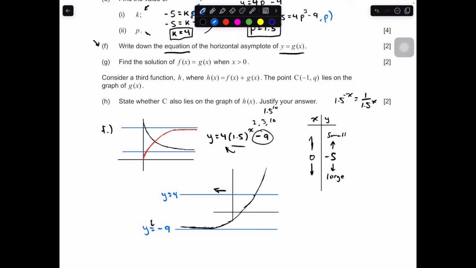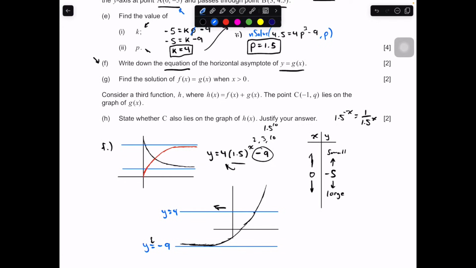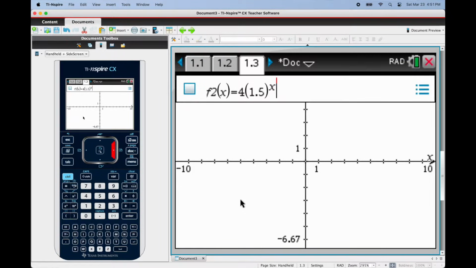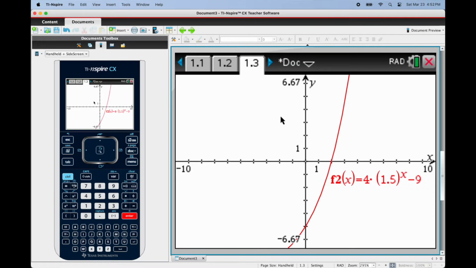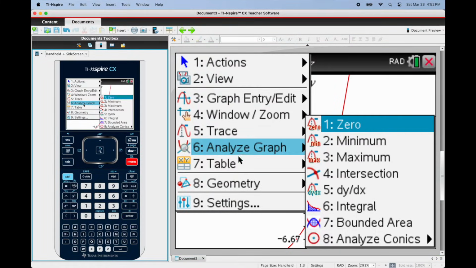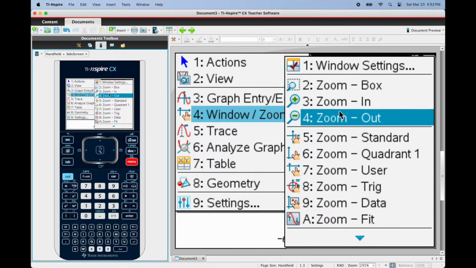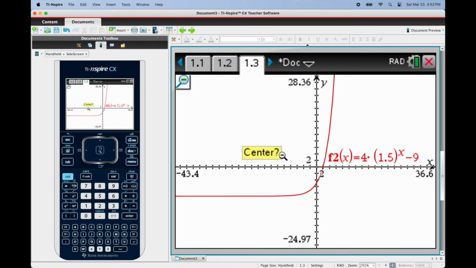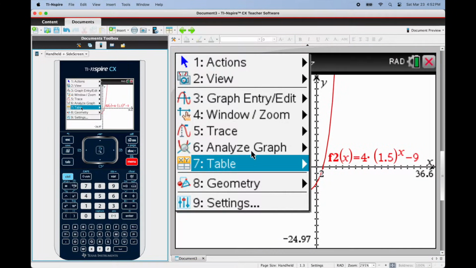I want to show you really quick how to potentially do this on a graphing calculator. So going back to the graphing calculator for a sec, let's put in our function 4 times 1.5 raised to the power of x minus 9. We've got this function, and if we zoom out and just keep zooming out, right away we see what this line is that it's settling on, this horizontal line. It seems to get flat. It doesn't go much beyond this point.